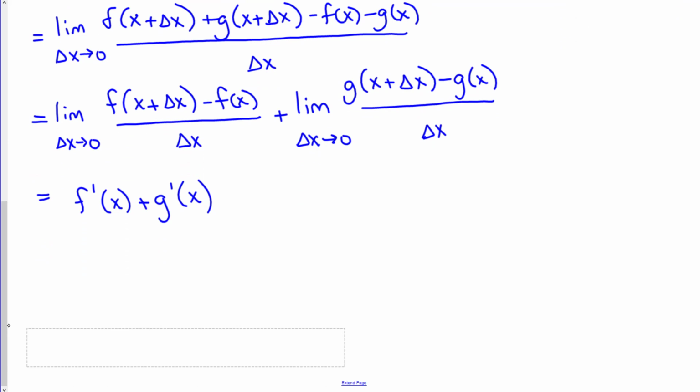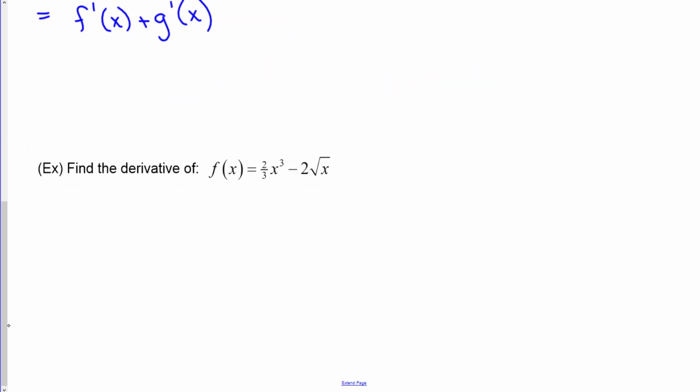So to see some examples, let's find the derivative of 2/3 of x cubed minus 2 times the square root of x. Now, you often will want to do some pre-processing, which means rewrite everything in terms of a power, because right now all we have established is the power rule of differentiation. So in order to use that rule, you have to write things with an exponent.